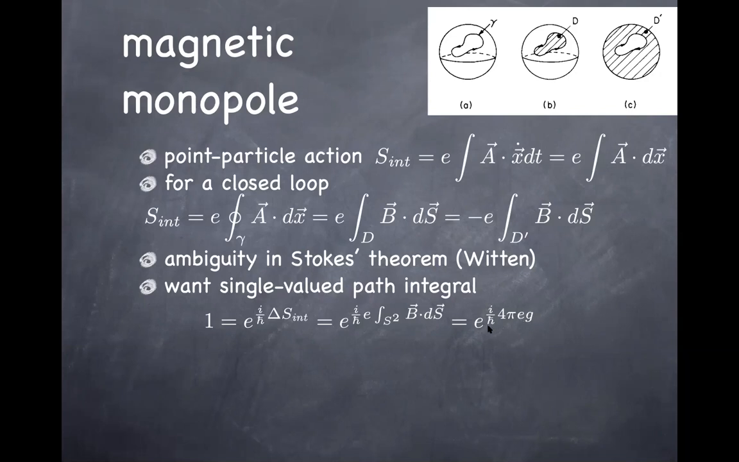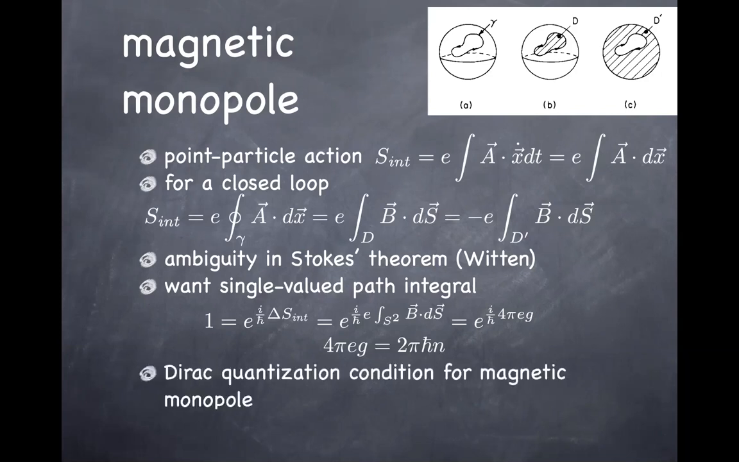So as long as this combination is a multiple of 2 pi i, then the path integral is single valued, even though the classical Lagrangian is not. So that gives me this quantization condition, that 4 pi Eg is 2 pi h bar n. And this is what Dirac discovered a long time ago. So it turns out that if there were, of course we haven't discovered one, but if there were a magnetic monopole somewhere in the universe, then the existence of such a magnetic monopole implies that you always have to satisfy this condition.